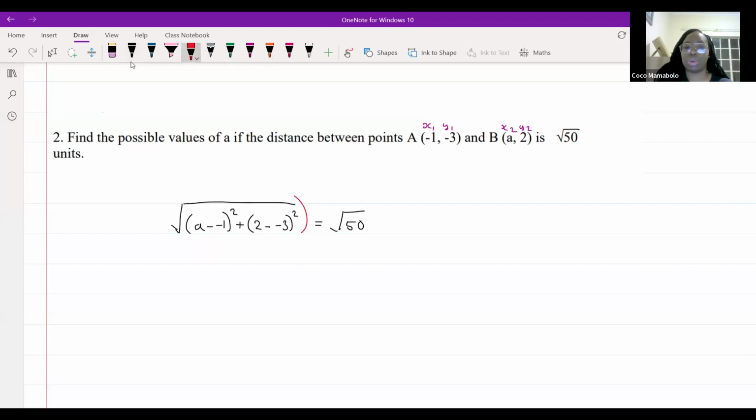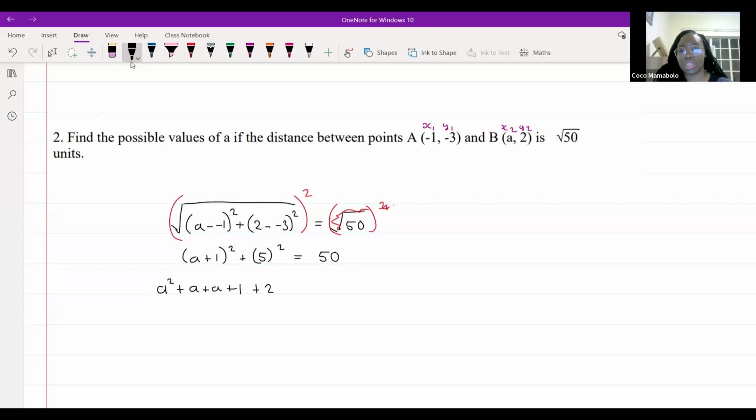To get rid of the square roots, I'm going to square both sides. On this side, I'll end up with a plus 1 all squared plus 2 plus 3, which gives us 5, all squared, is equal to, and on this side the square and the square root go away, so I will end up with 50. So I'm then going to get a squared plus a plus 1 plus 25 minus 50 is equal to 0.